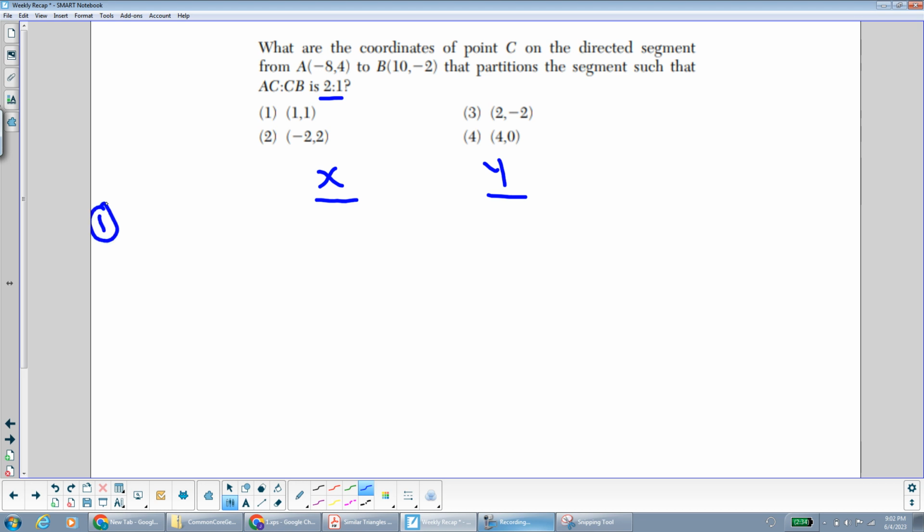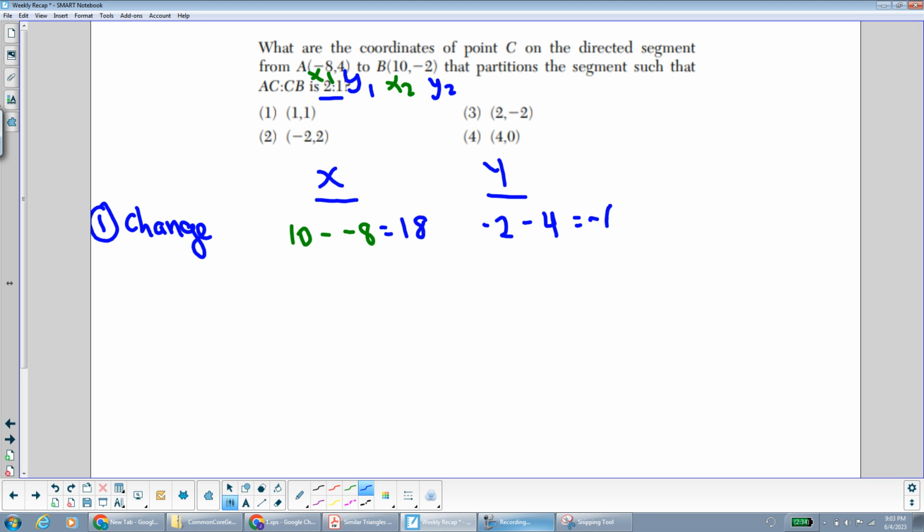Step 1 is to find the change in x and the change in y. The change in x is x2 minus x1. And this is a directed line segment, so we do have a start point and an end point. Our x2 is going to be 10 and our x1 is negative 8, so that is 10 minus negative 8. I'm also going to find the change in y. This is our y2 and this is our y1, so that would be negative 2 minus 4. So let me put down what each of these is. 10 minus negative 8 is 18. Negative 2 minus 4 is negative 6.